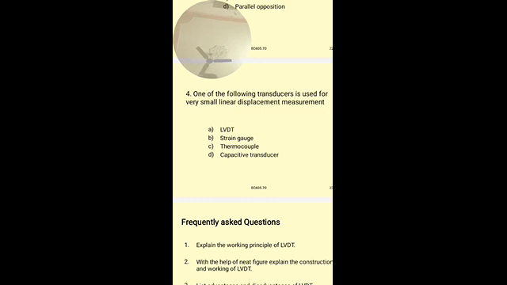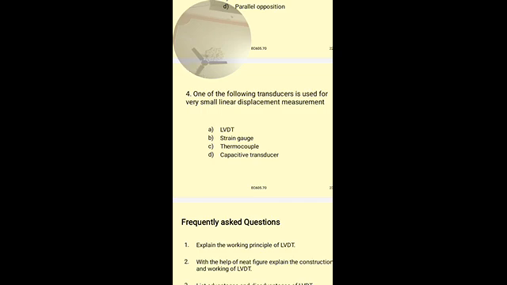6 important applications of inductive transducers: inductive transducers are used for the measurement of physical quantities such as displacement, force, pressure, velocity, position and vibration.